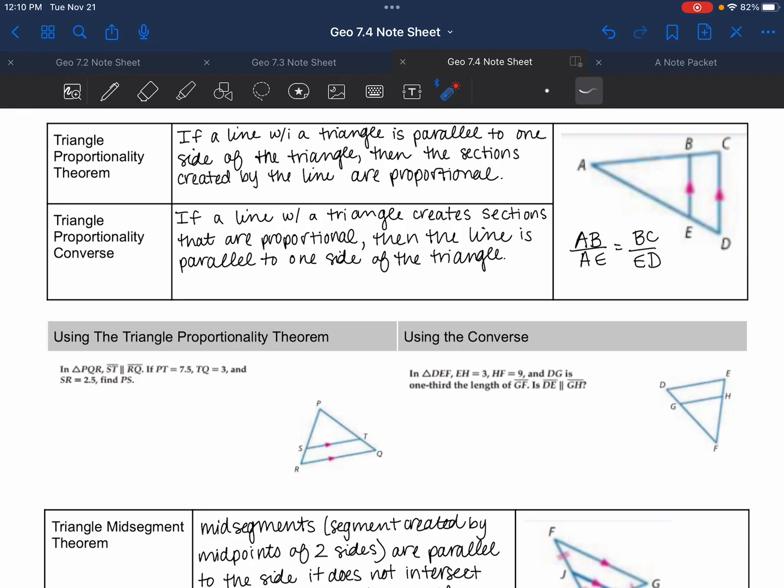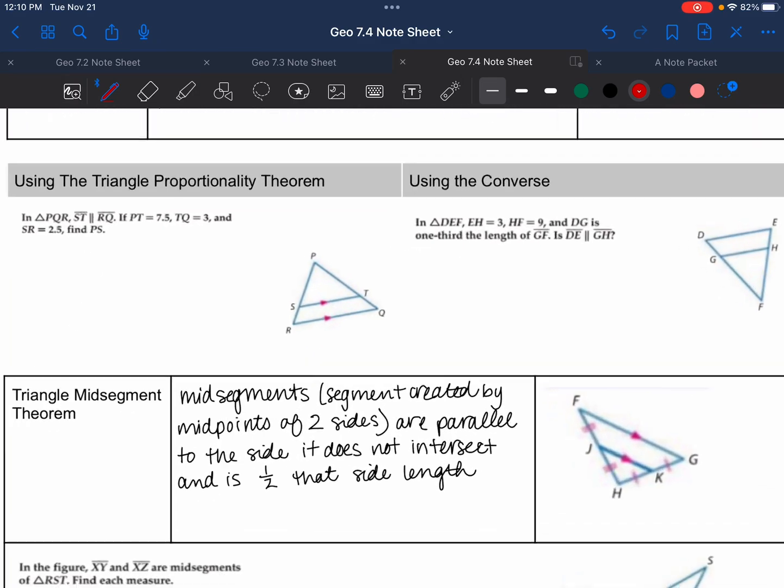Then the converse of that: if you have a line within a triangle, like this, and you know that those sections are proportional, then you can say that line is parallel to that side of the triangle. All right, so let's use the theorem and its converse.